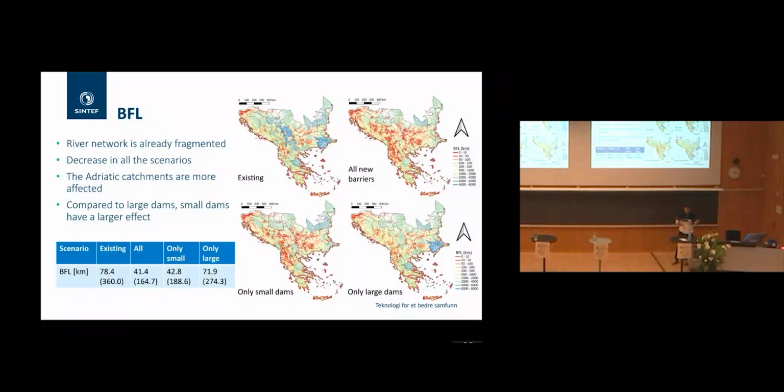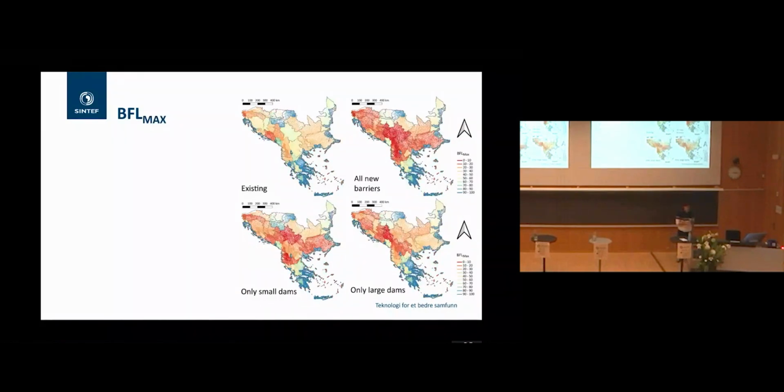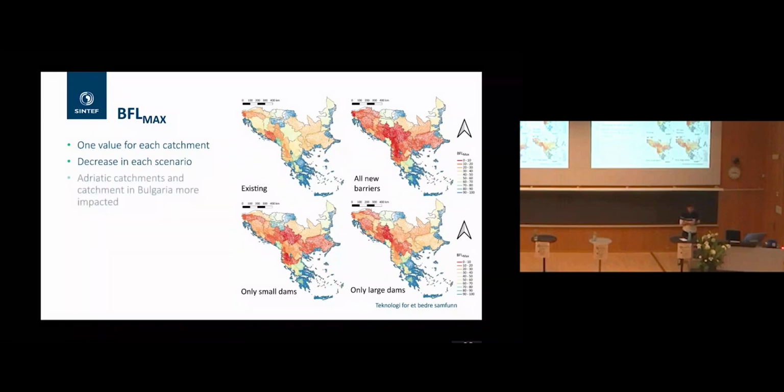Interestingly enough, this is close to the value of if we build all dams. I will go back on this. Very similar for the other metrics. So in this case, we have only one value for each catchment. It decreases in each scenario.